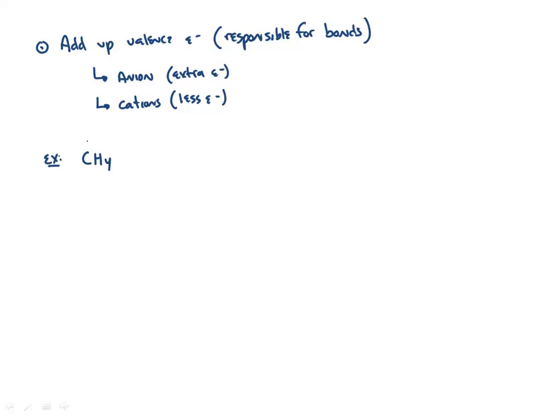Well, which column is carbon in? Carbon has 4. Hydrogen has 1. And how many hydrogens do I have? 4. And so 4 plus 4 is 8 electrons.